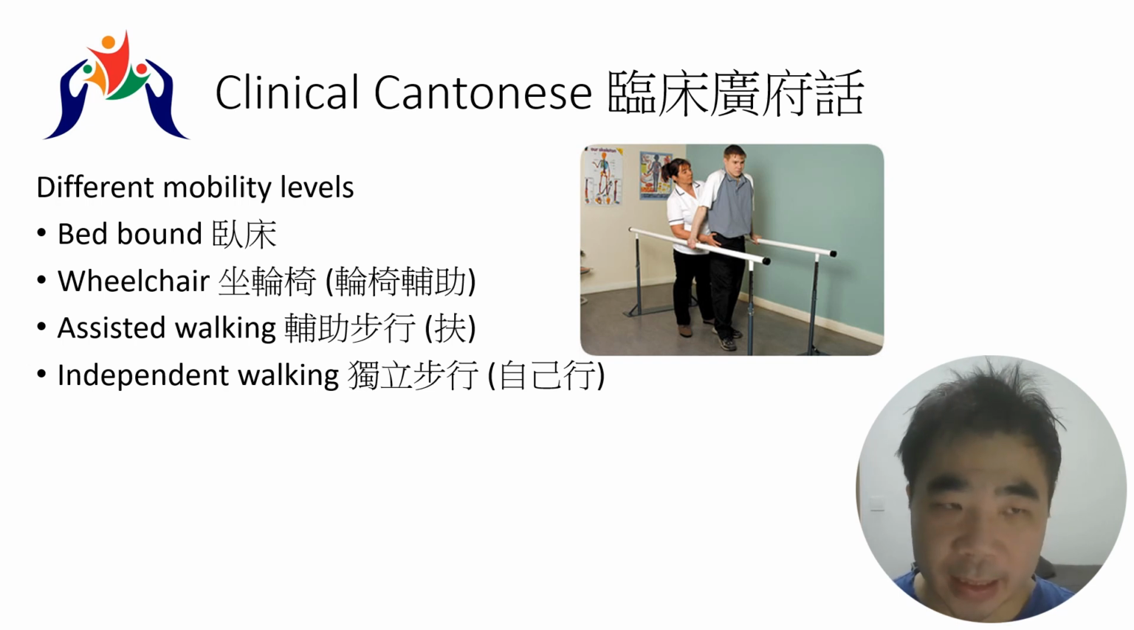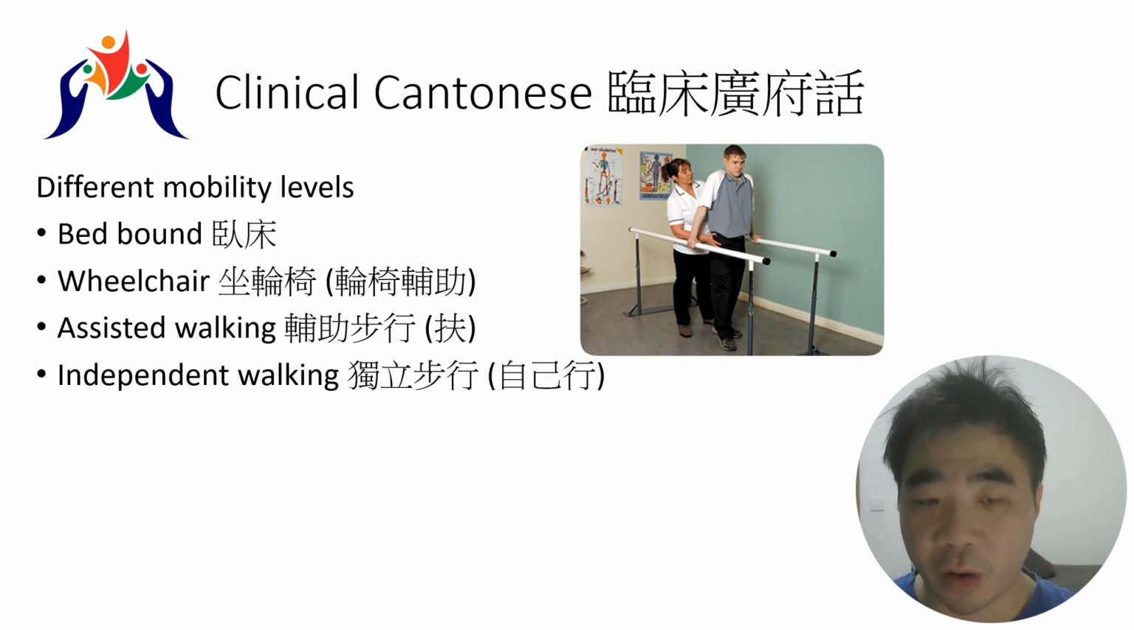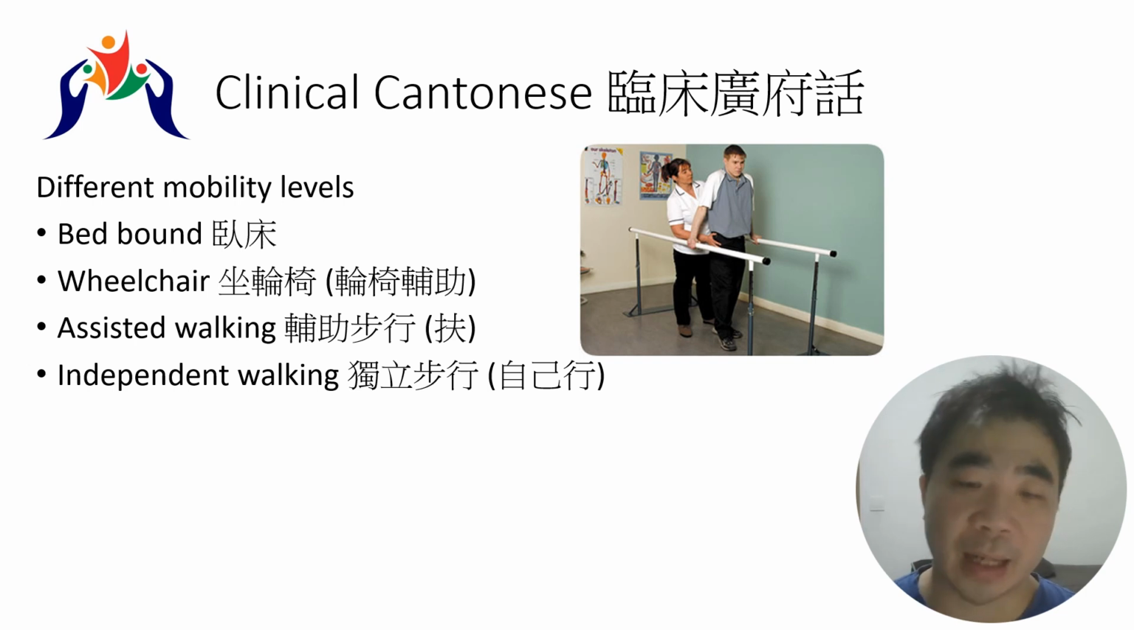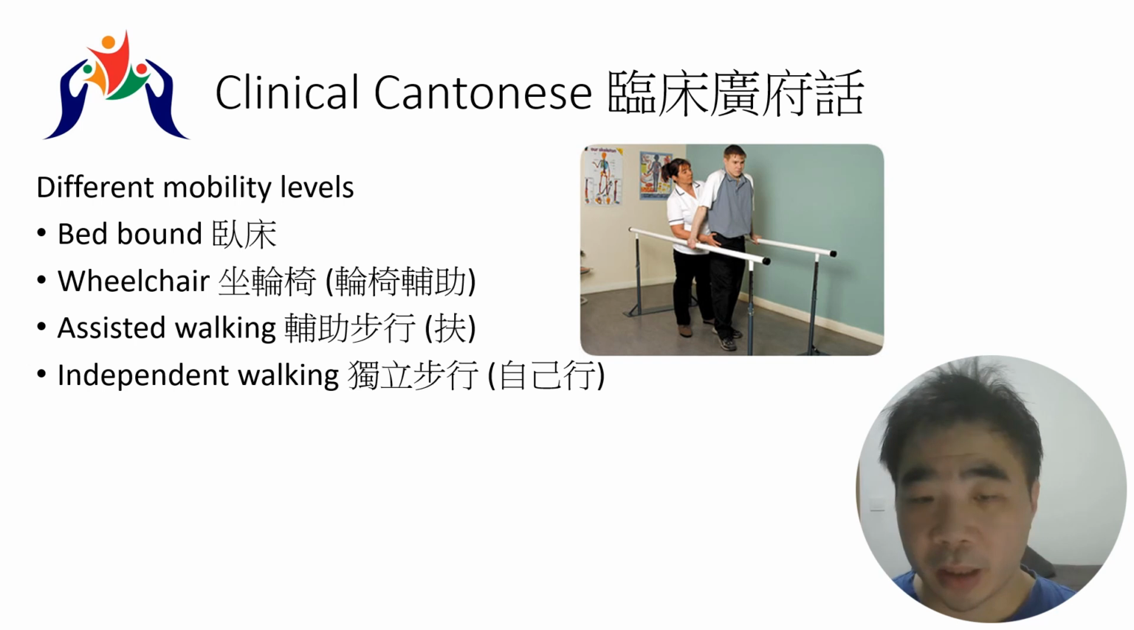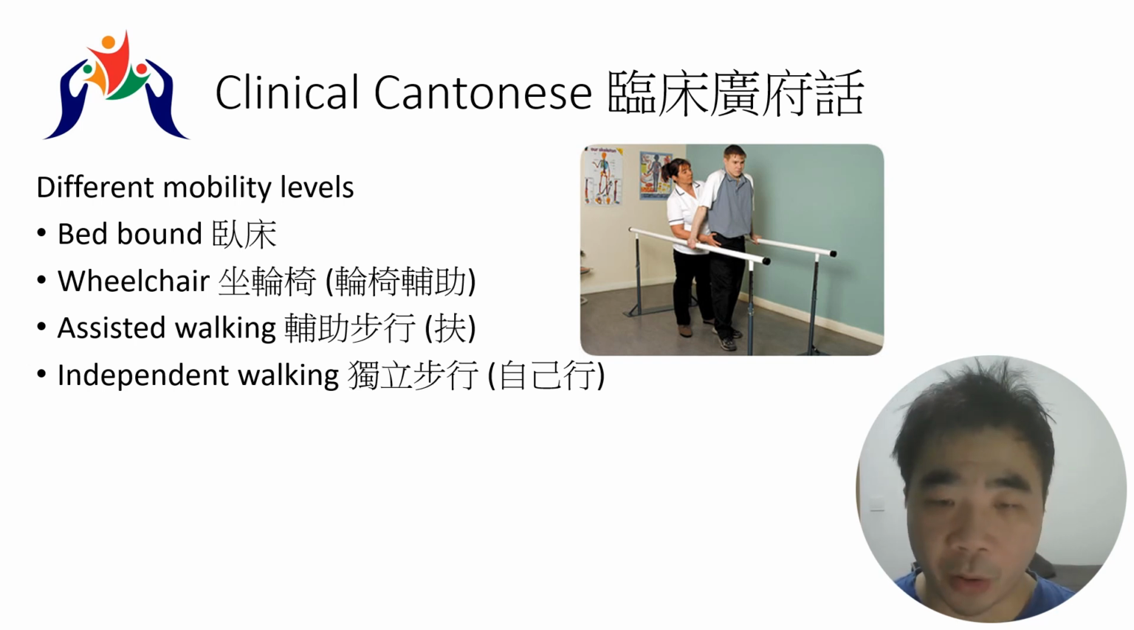Of course, the best outcome is the patient eventually can walk independently. Then they can go out independently. Then we call it independent walking. Officially we call it 獨立步行. But we prefer more the layman term. It says he can walk himself. It's called 佢自己行. Then this is the best outcome we expect.